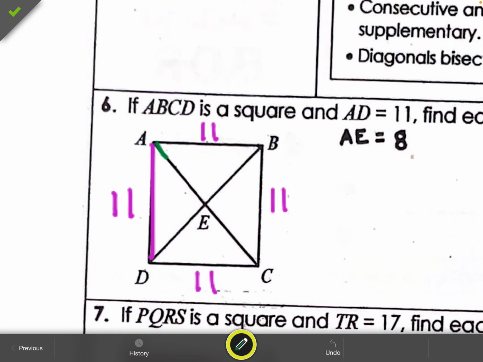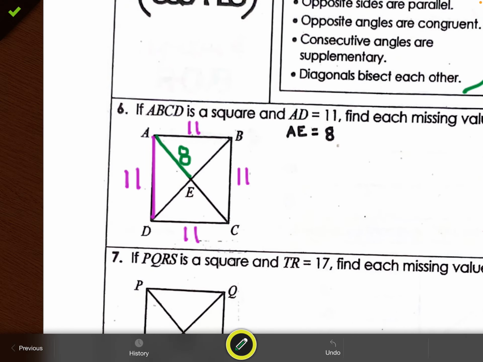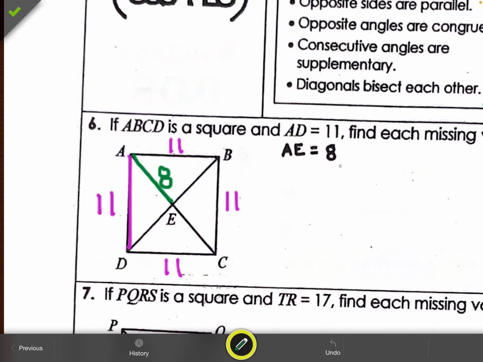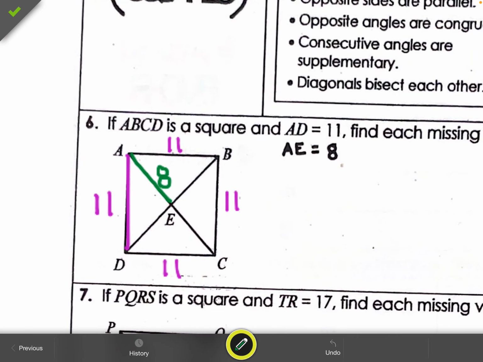They also tell me that AE is 8, so I'm going to put that on my picture. So from A to E, that's part of my diagonal. That is 8. Well, what do we know about diagonals? Well, we know from way back when we first started talking about parallelograms, diagonals bisect each other. So if that piece is 8, then we know from E to C is also 8.